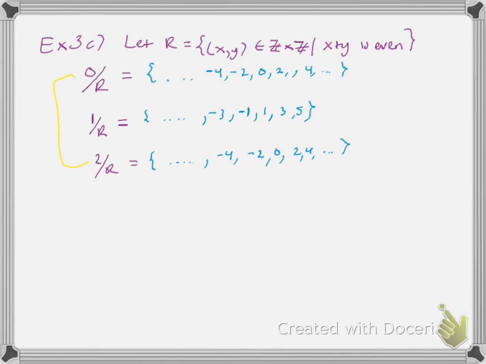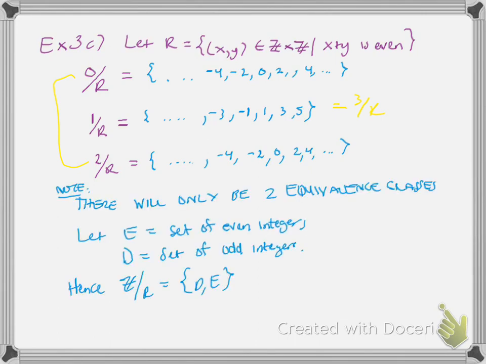And I would bet that if you did 3 mod R, 5 mod R, they would have the same equivalence class as well. So what we know is that the final answer will be what? Okay, so you figured it out then. There's only going to be 2 equivalence classes. If we let E equal the set of even integers and D equal the set of odd integers, then Z mod R is just going to equal the set containing D and E.